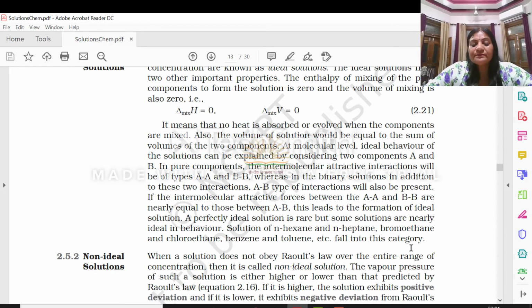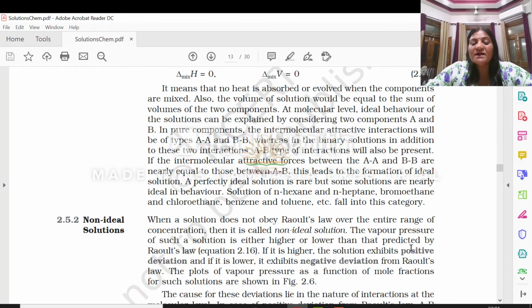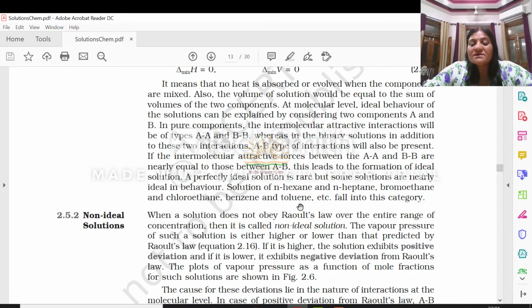Now the examples of ideal solutions are normal hexane and normal heptane, bromoethane and chloroethane, benzene and toluene. These solutions come in the category of ideal solutions.